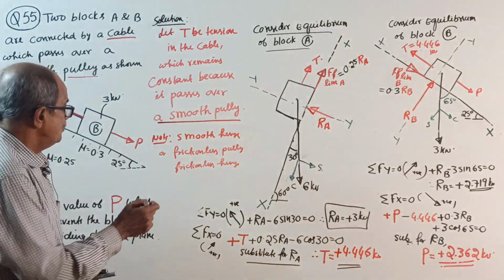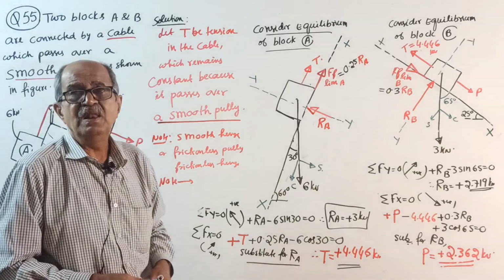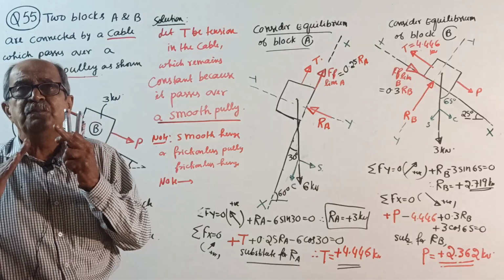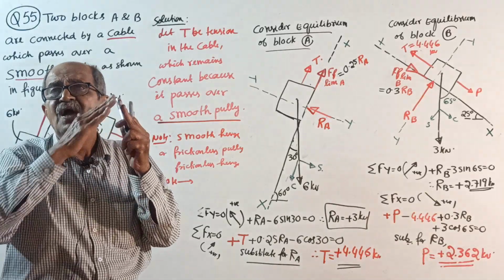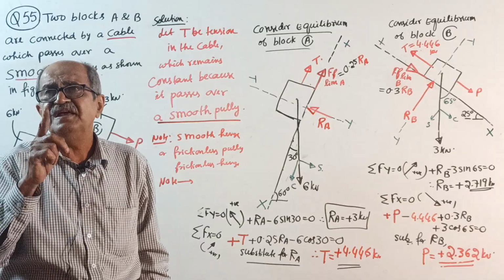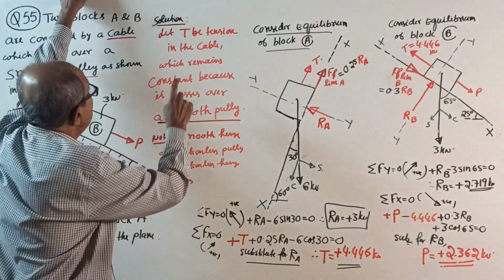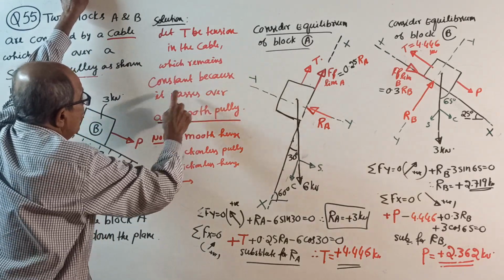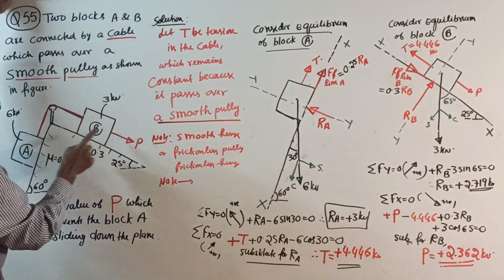Whenever you write here, note: whenever a cable or rope or string or wire passes over a smooth pulley or frictionless pulley or smooth hinge or frictionless hinge, the tension in the cable remains constant. Make a note. So I have written here, let T be the tension in the cable, which remains constant because it passes over a smooth pulley. Now I won't repeat it once again. If tension is here, now do one thing.